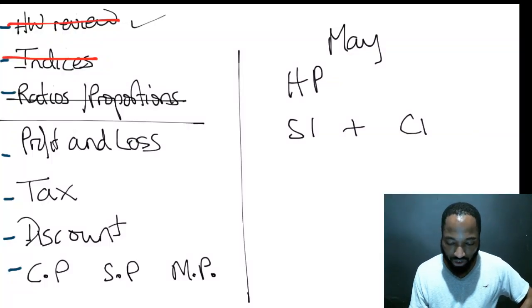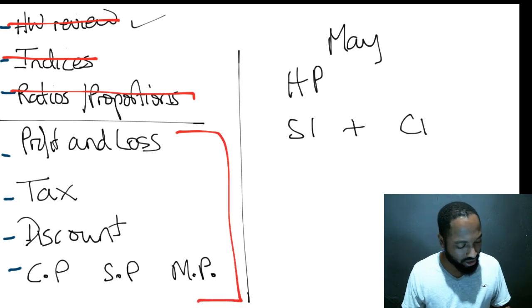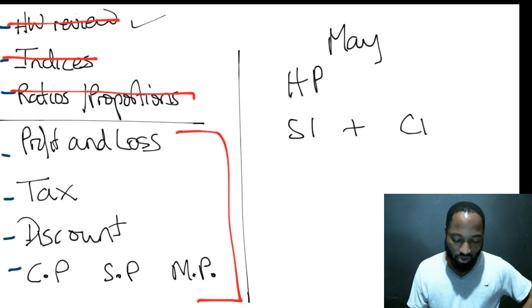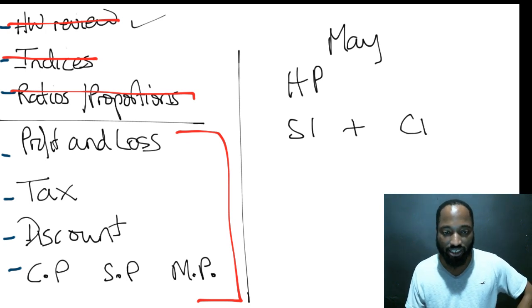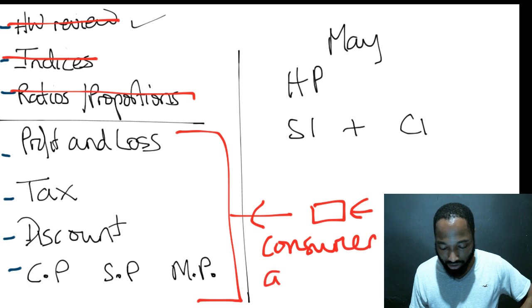We finished ratio and proportions. This is just a roadmap of what we're doing for today. I said we're going to try and get in these topics. We have about 30 to 35 minutes to talk about them: profit and loss, tax, discount, cost price, selling price, and mark price. The good thing about it is this is like the foundation for consumer arithmetic. These are the beginning topics in consumer arithmetic.